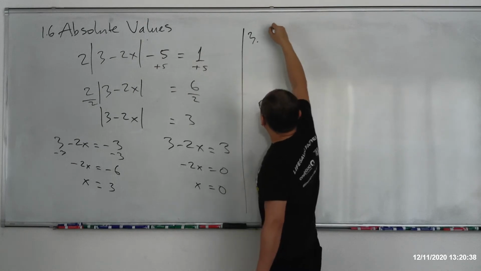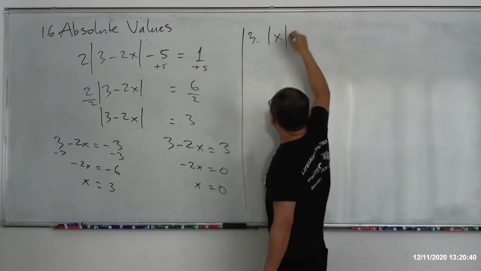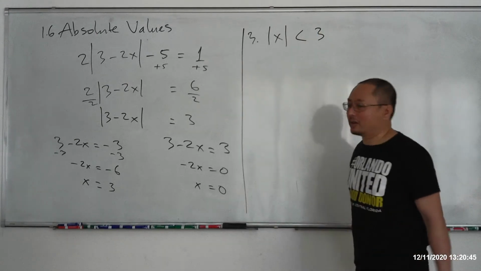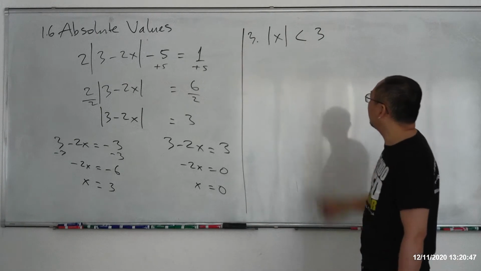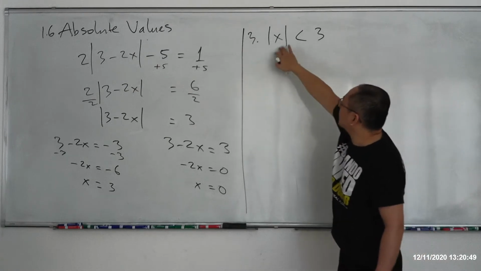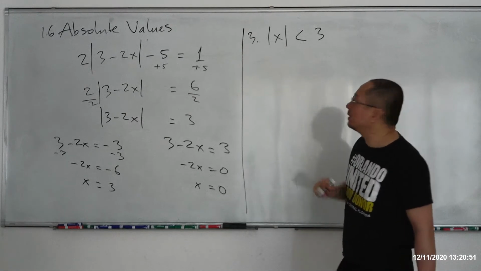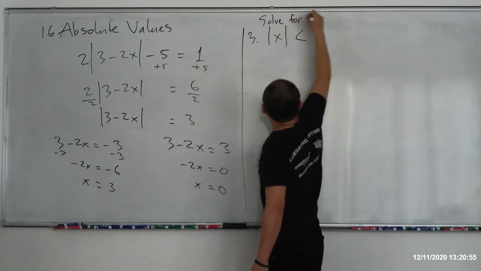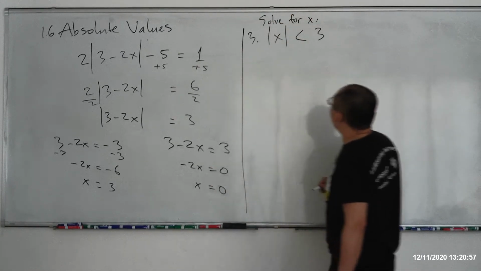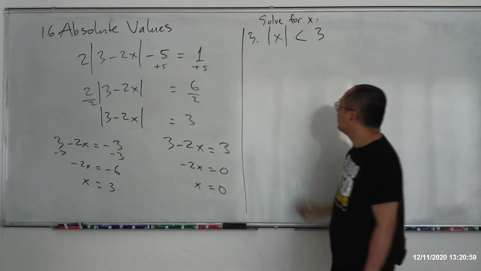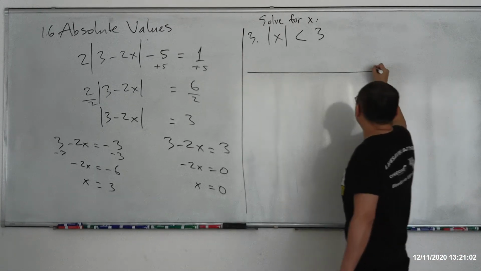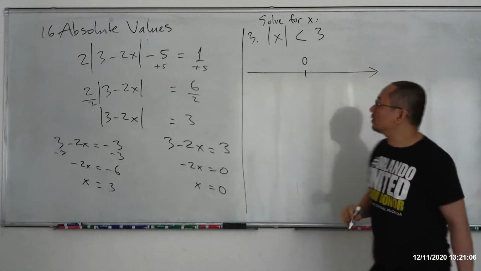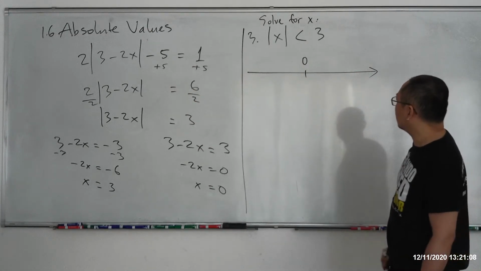Let's start with an example then. Solve with something like absolute value of x, say, less than 3. Somehow I keep sticking with number 3 all the time, but any positive number. Solve for x. You look for all the values of x that are less than 3. I think it'd be easier if I use the number line to demonstrate the values of x.